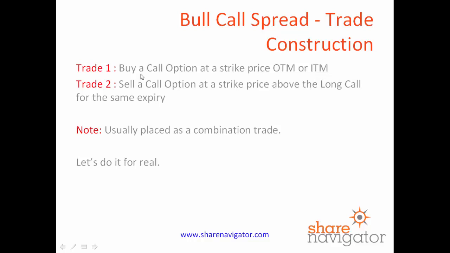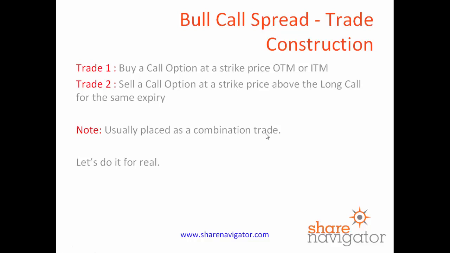But in essence, what you're doing is you're buying control of the shares at a certain price by an agreed date in the future. And then the second part of the trade is you're selling a call option, or selling control now at an agreed price, which is higher than the one that you bought, for the same expiry in the future. It's usually placed as a combination trade. We'll show you how you would do it for real later on.